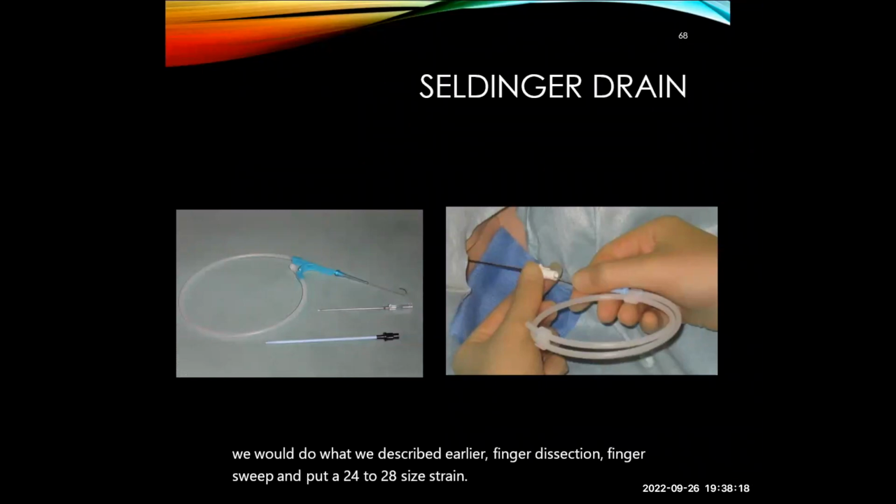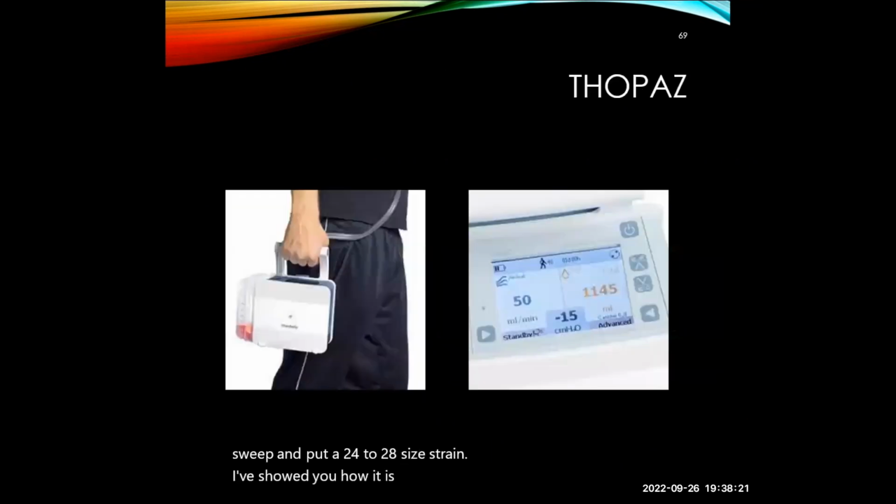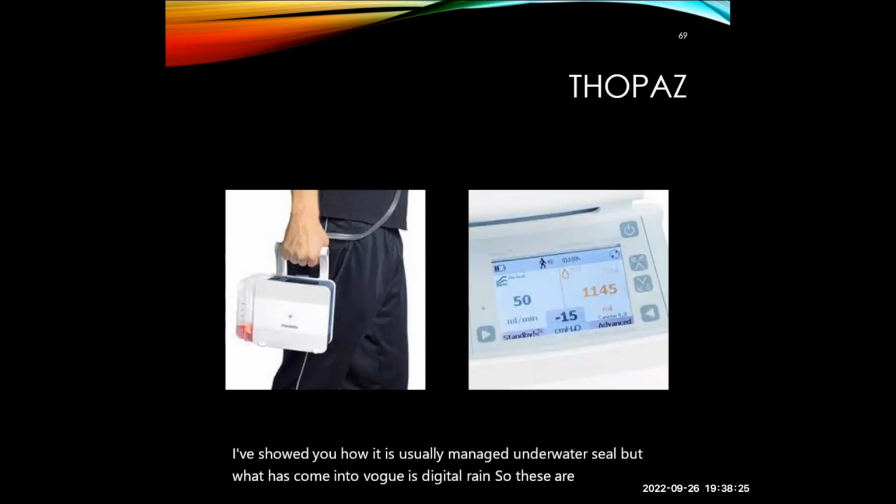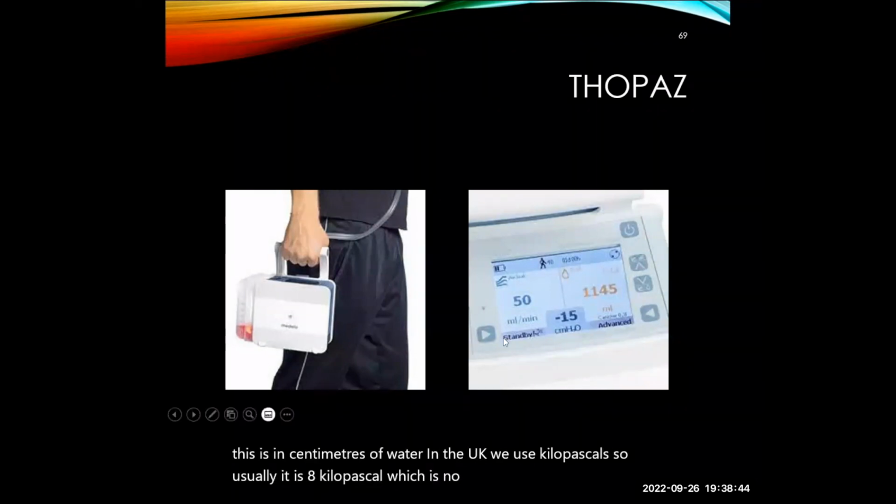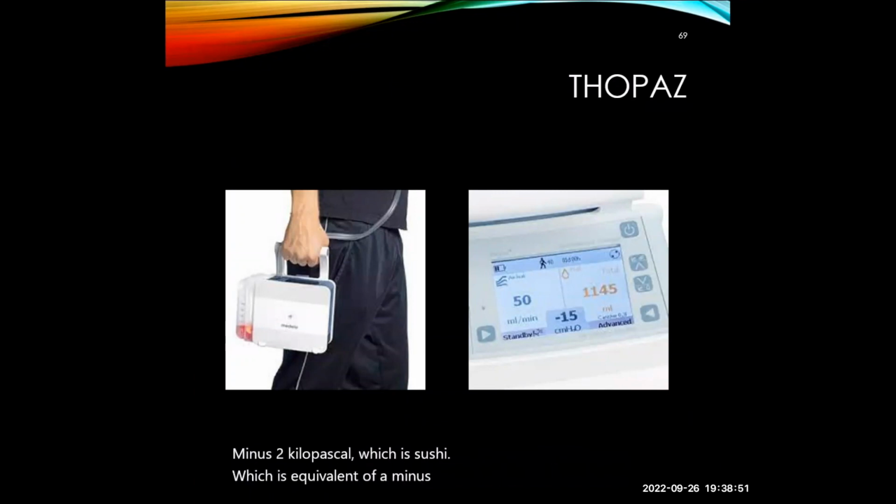I've shown you how it is usually managed with an underwater seal, but what has come into vogue is digital drains. These are Topaz drains which have suction in the unit, which is battery operated, and it gives you the volume of air coming out and what it is set at. This is in centimeters of water. In the UK, we use kilopascals. Usually it is -0.8 kilopascal, which is no suction, or -2 kilopascal, which is suction, equivalent to a -5 kilopascal on the wall.